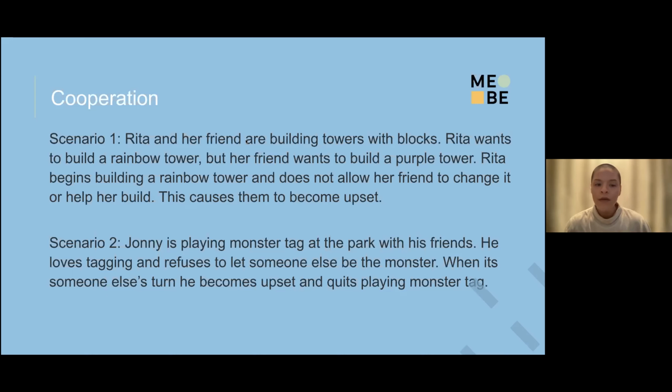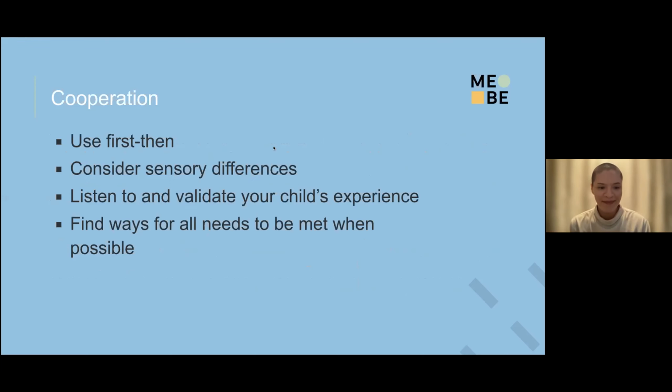So in this scenario, Johnny's playing monster tag. He only wants to be the monster. When somebody else wants to be the monster, he's not okay with that, right? So here we have some opportunities to work on cooperation. So we've thought of a few solutions for that. All right, so a few things that we thought of that we've actually used when working with our kids in these similar scenarios and have been pretty effective.